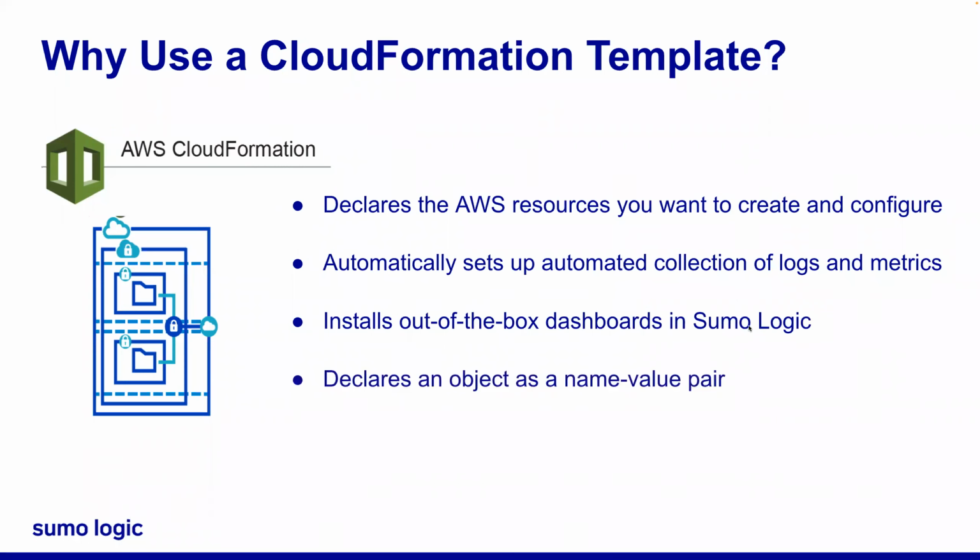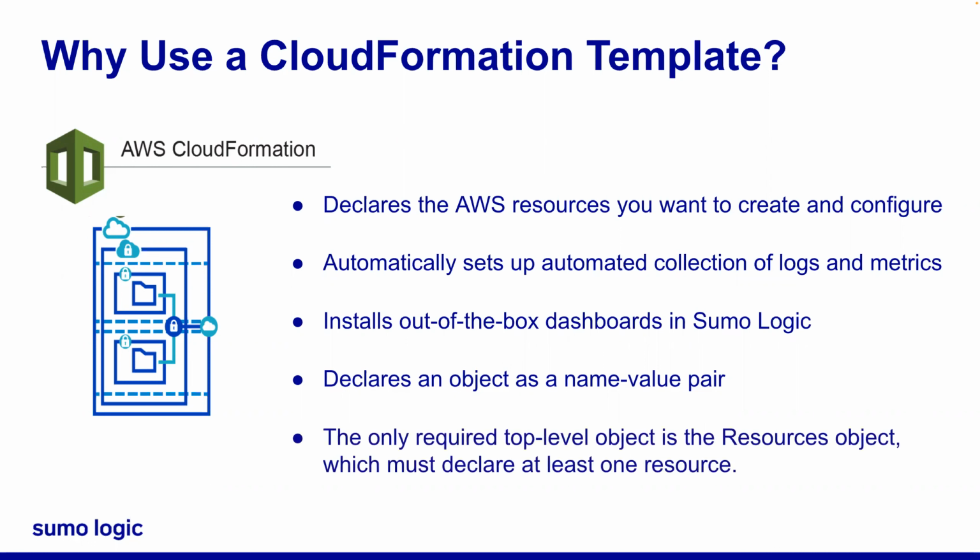In the CloudFormation template, you need to declare an object as a name value pair, a pairing of a name with a set of child objects enclosed. The syntax is going to depend greatly on the format that you use. The only required top-level object is the Resources object, for which we need to declare at least one resource.